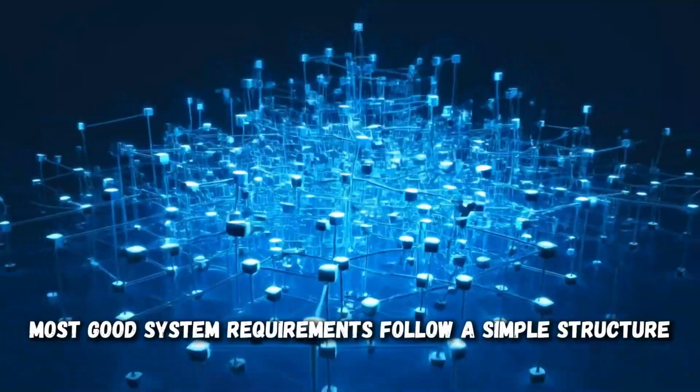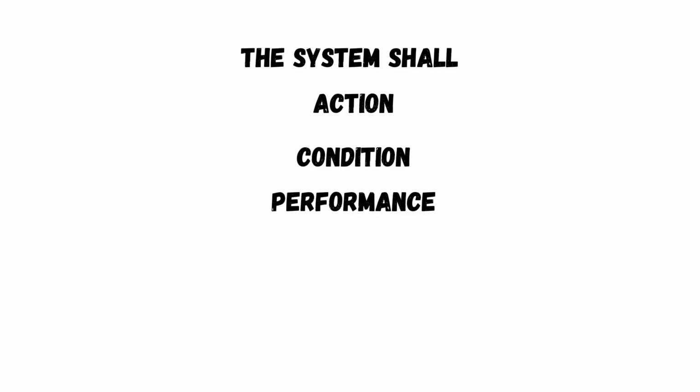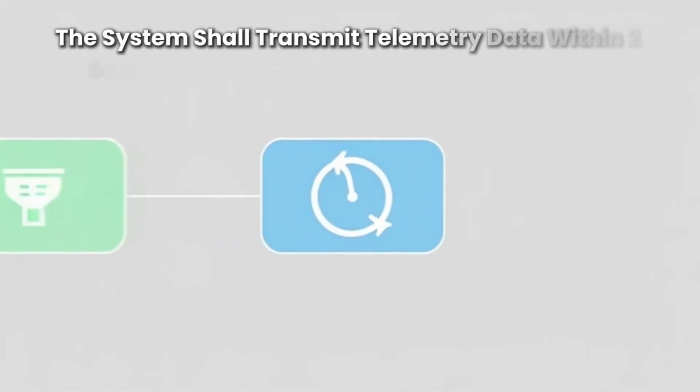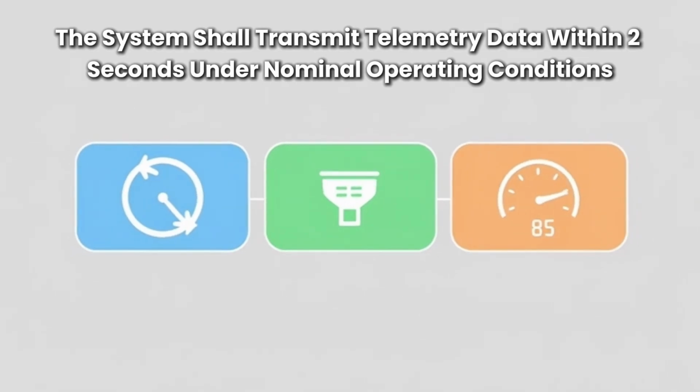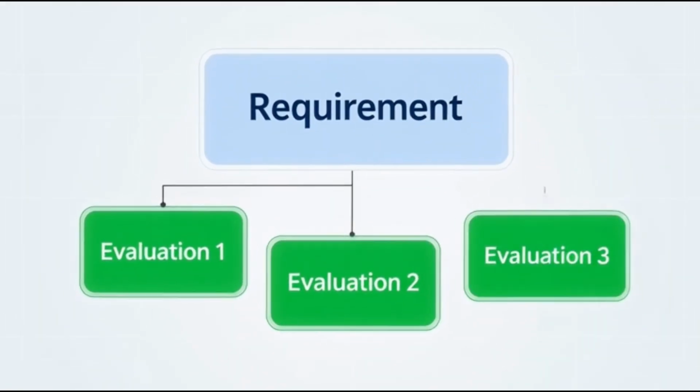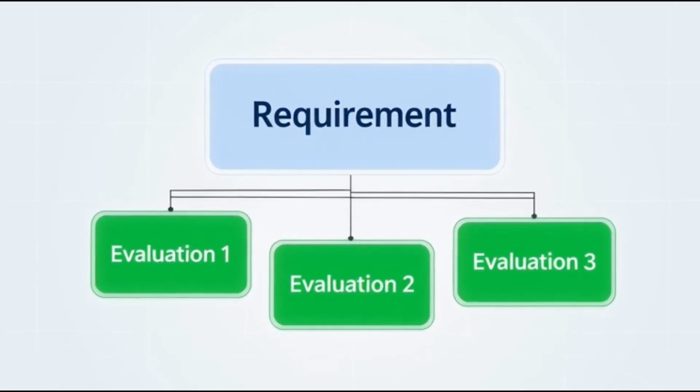Most good system requirements follow a simple structure. The system shall, action, condition, performance. Example, the system shall transmit telemetry data within 2 seconds under nominal operating conditions. This structure ensures clarity, completeness, and testability. A well-structured requirement removes interpretation.